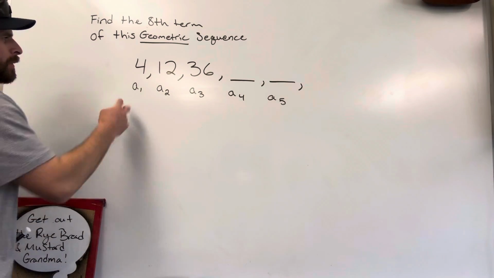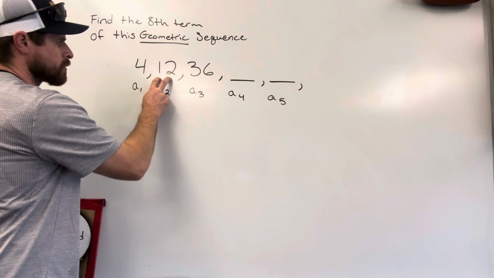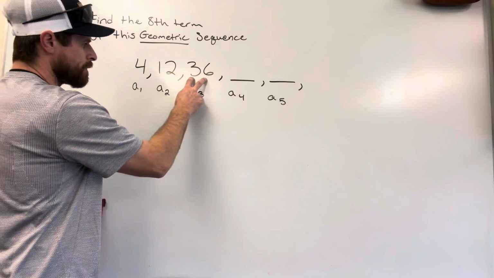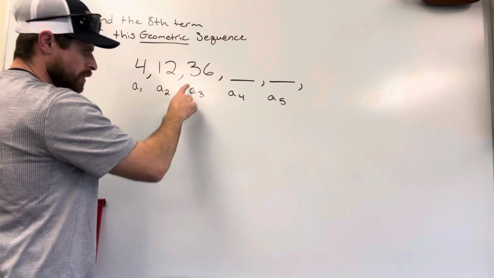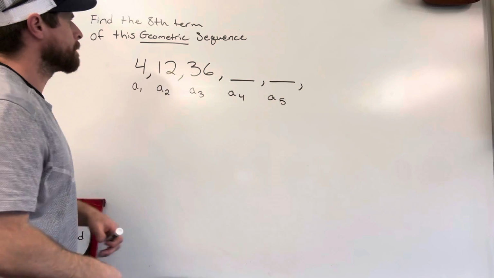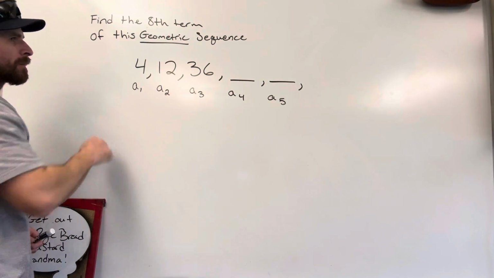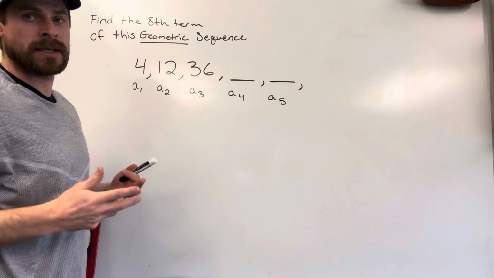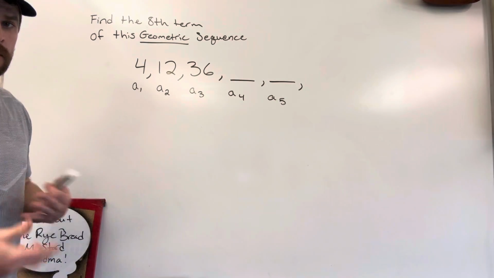tackle them. So we got 4, then we go to 12, then from 12 we go to 36. Most of you probably look at these numbers and you've already figured out the pattern to go from one term to the next. And that's great, but when we get asked to find the 8th term, or heaven forbid, I could say the 28th term, we should be able to get that value using a little bit of algebra.